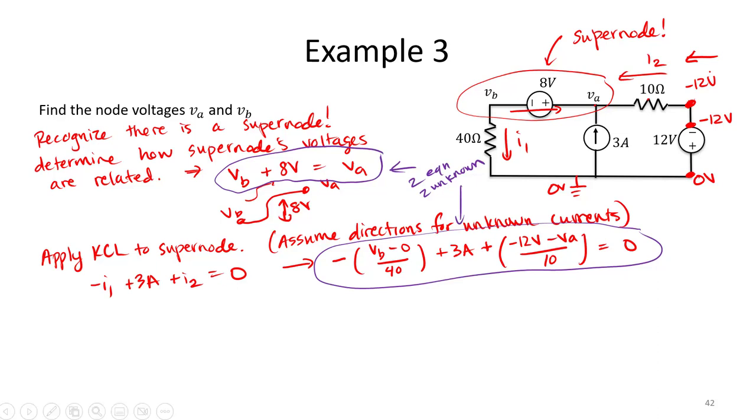So all that's left is to solve for VA and VB. And if you go ahead and solve for VA and VB, you'll determine that VA will be equal to 16 volts and VB is going to be 8 volts.